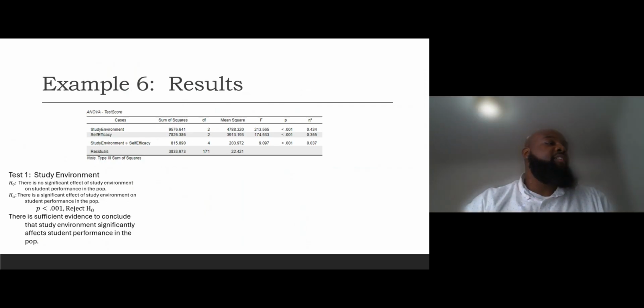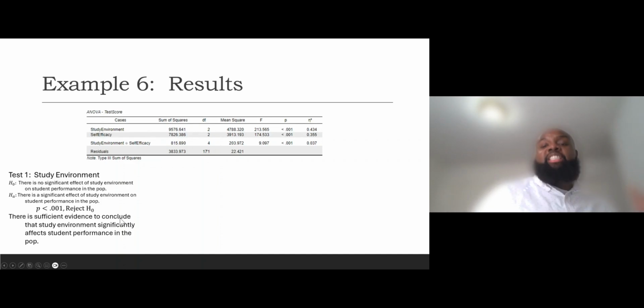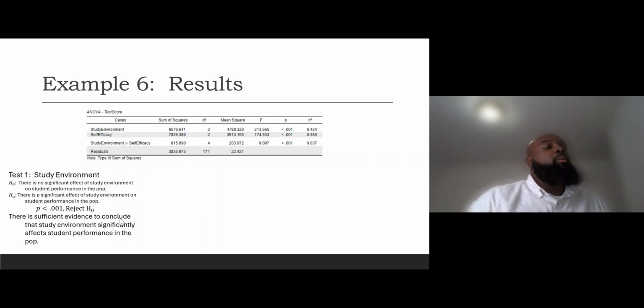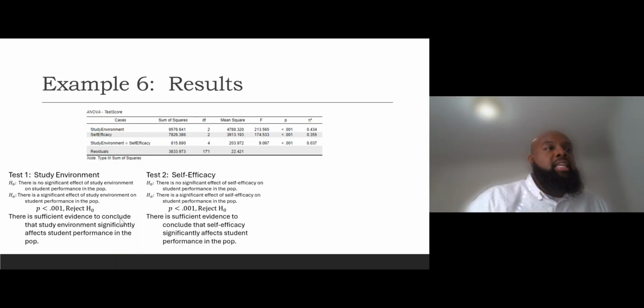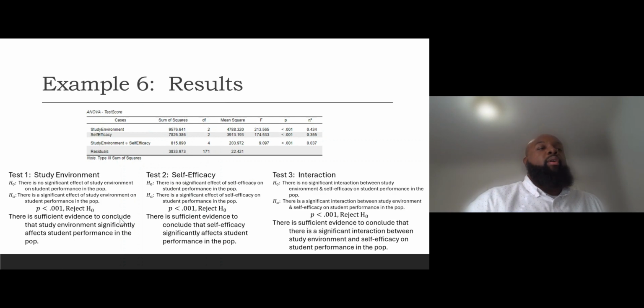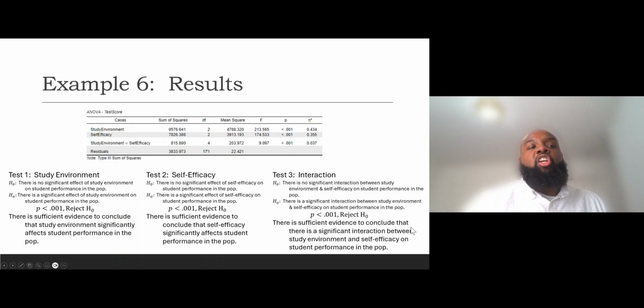Notice for study environment, it's on the first row of my two-way ANOVA table. I have a significant p-value, so I do have sufficient evidence to reject the null and conclude that the study environment significantly affects student performance in the population. Same thing happens for self-efficacy and for interaction, right? My interaction term is study environment crossed with self-efficacy. My p-value is less than 0.001. There is sufficient evidence to conclude that there is a significant interaction between these two variables.